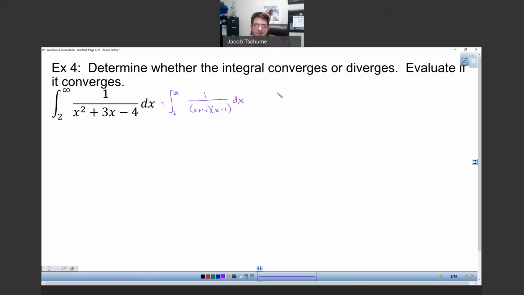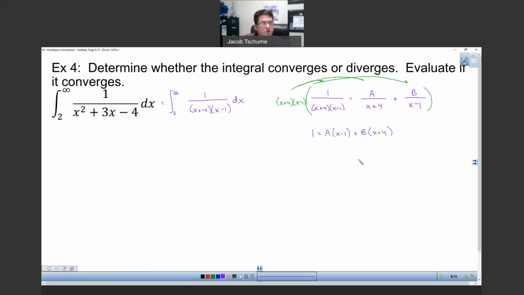So we're going to take 1 over x plus 4, x minus 1. This is a case 1 partial fraction, so I would break it up into A over x plus 4 plus B over x minus 1. I'm going to multiply everything by the factored denominator. Remember, you distribute it to all 3 terms. This would end up giving me 1 equals A times x minus 1 plus B times x plus 4.